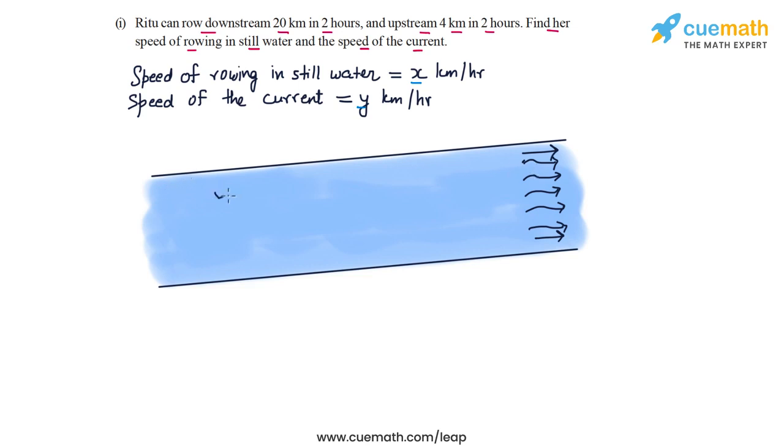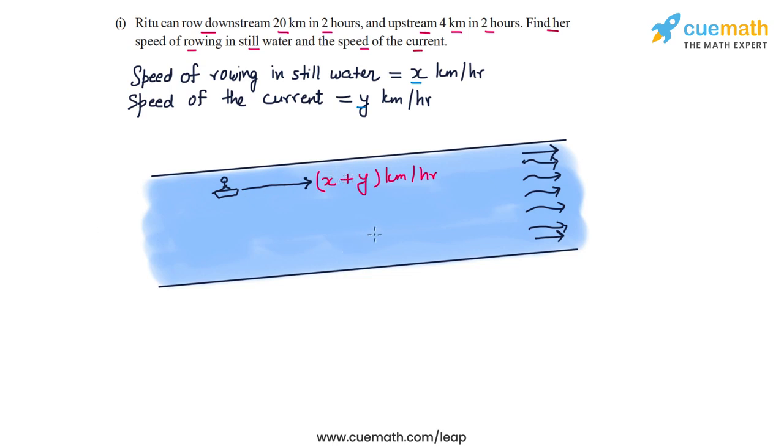When Ritu is rowing, let's say this is Ritu's boat, and she is going downstream, her speed will increase compared to x, because the speed of the current will get added to the speed of rowing in still water. So when going downstream, Ritu's speed will be x plus y kilometers per hour.